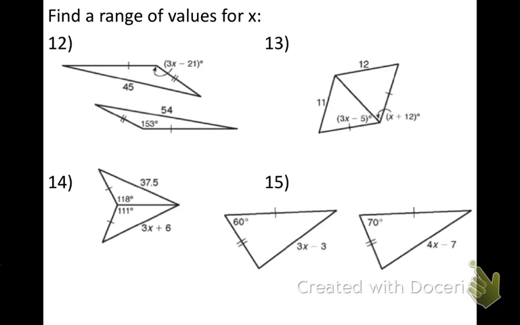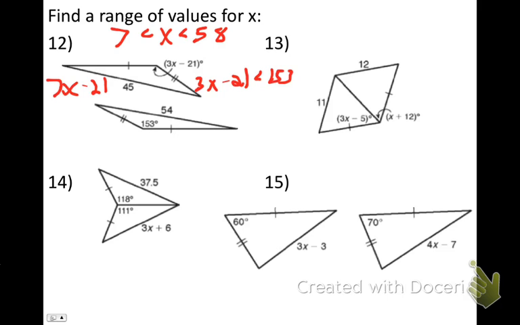58. So, give me the answer. 7 is less than x, which is less than 58. Very good. Again, the second half comes from 3x minus 21 is less than 153, and 3x minus 21 is greater than 0. Okay? What do you get for number 13?